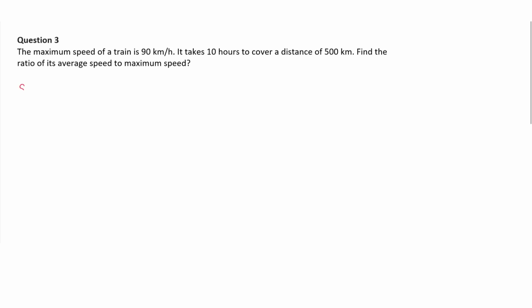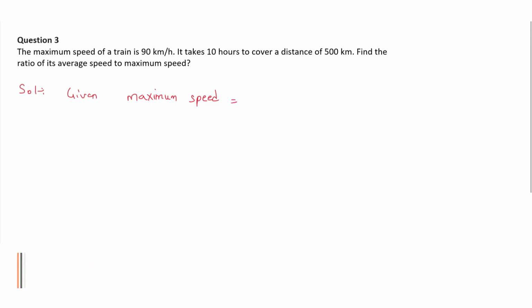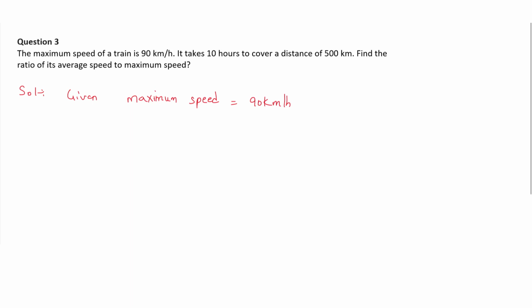Here the solution and the given data, given maximum speed is equal to 90 km per hour, and they have said that it covers distance of 500 km in 10 hours. That means my average speed will be, we know speed is equal to distance by time. So total distance here covered was 500 by total time is 10 hours. So we get 50 km per hour.